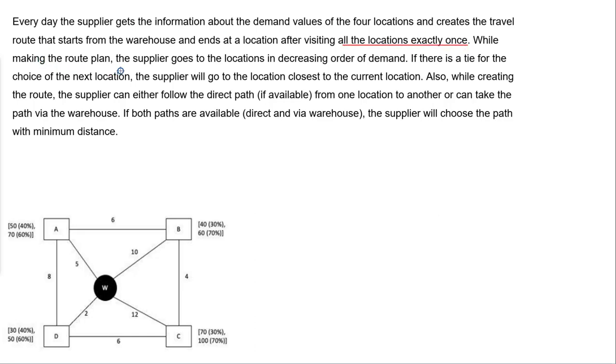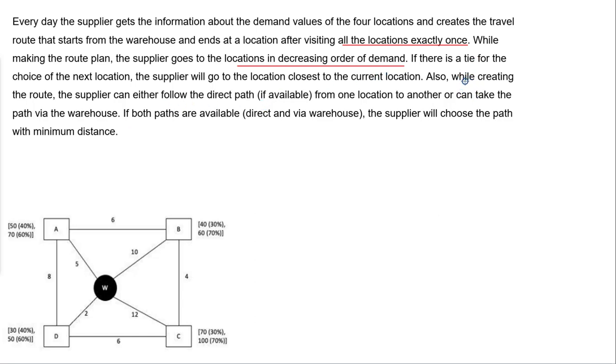While making the route plan, the supplier goes to the locations in decreasing order of demand. If there is a tie for the choice of next location, the supplier will go to the location closest to the current location. Also, while creating the route, the supplier can either follow a direct path.